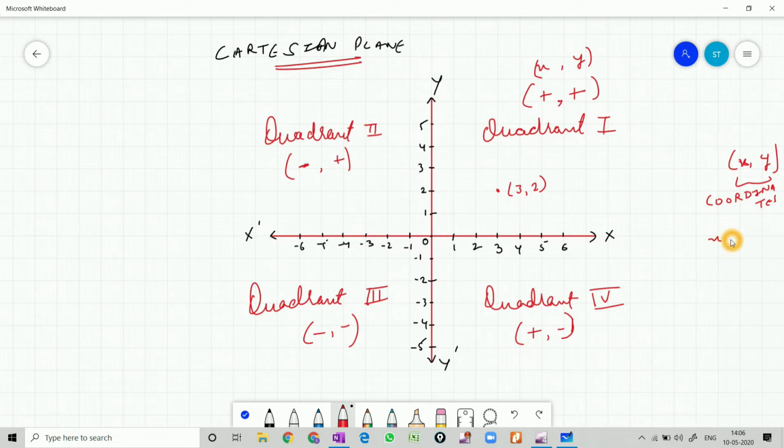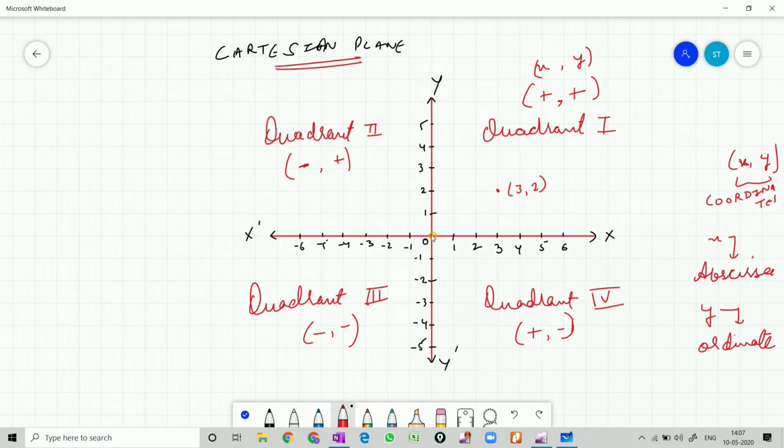The x value is known as abscissa. Let me write it again, abscissa, and the y value is known as ordinate. We are going to write the definitions once, okay, so that you will be able to learn them, because these are the only basic concepts with the help of which you will be able to answer the questions given in the exercise.